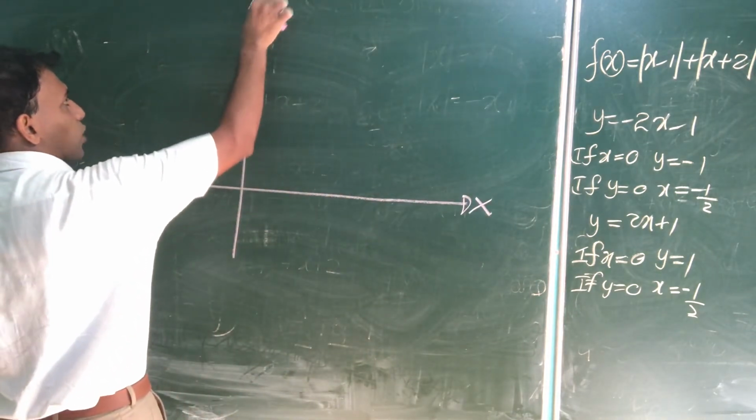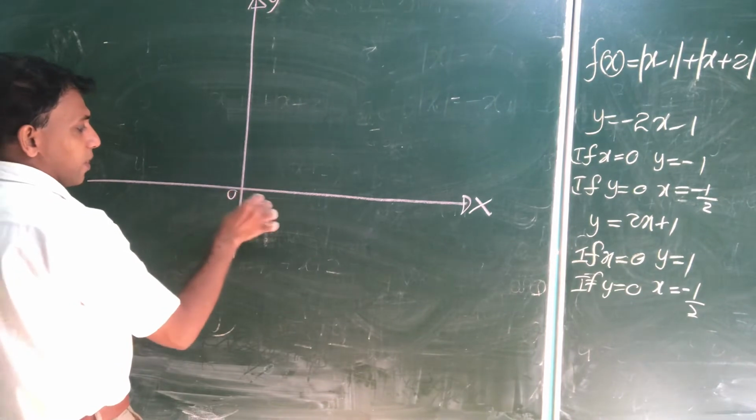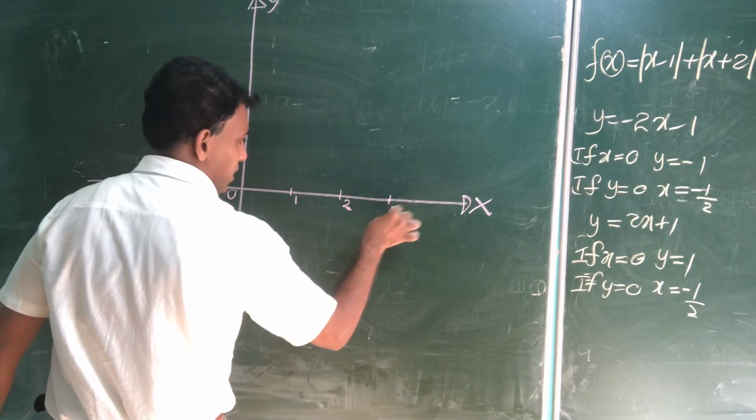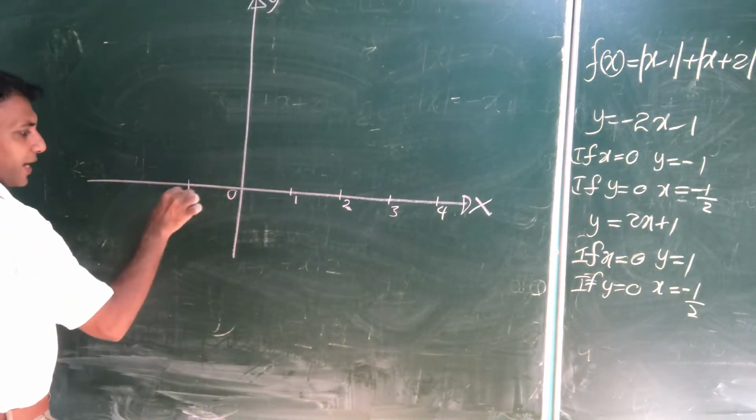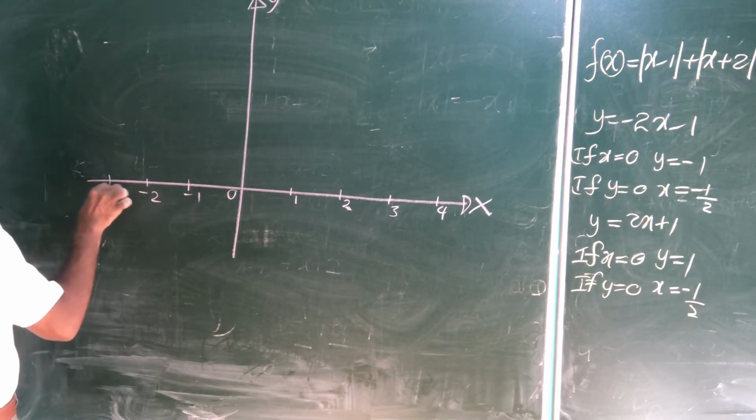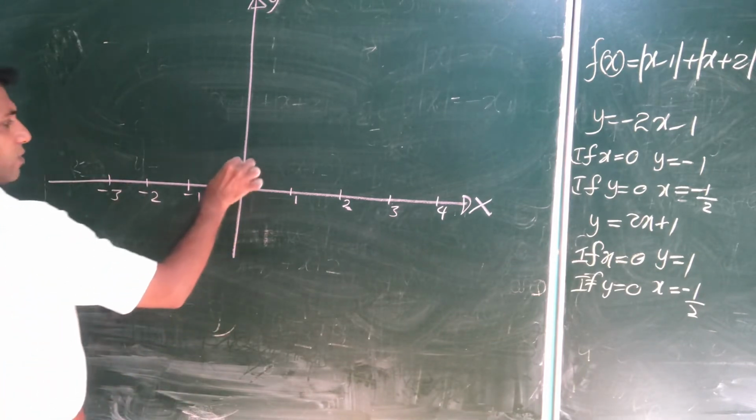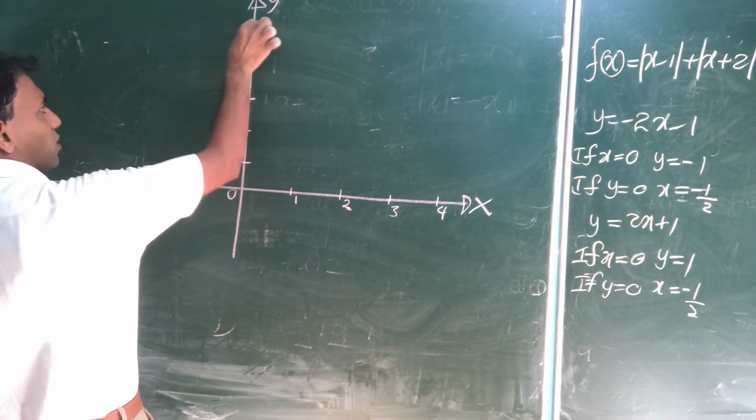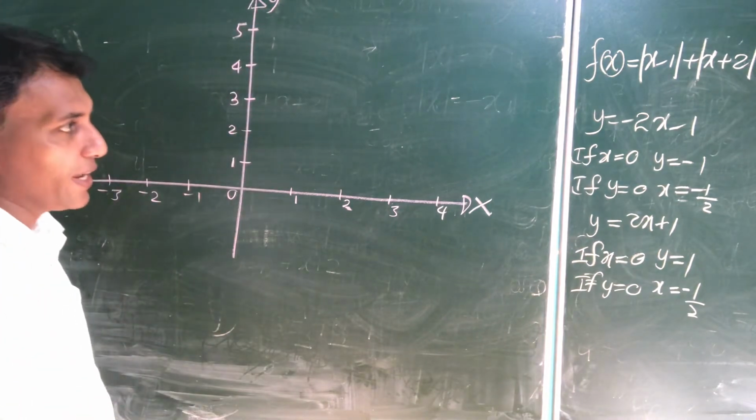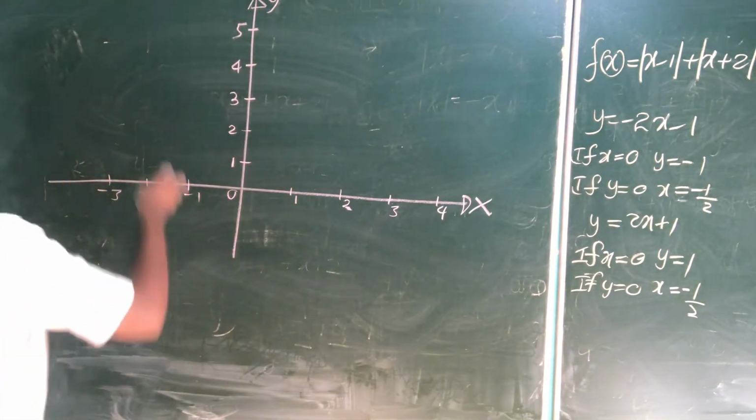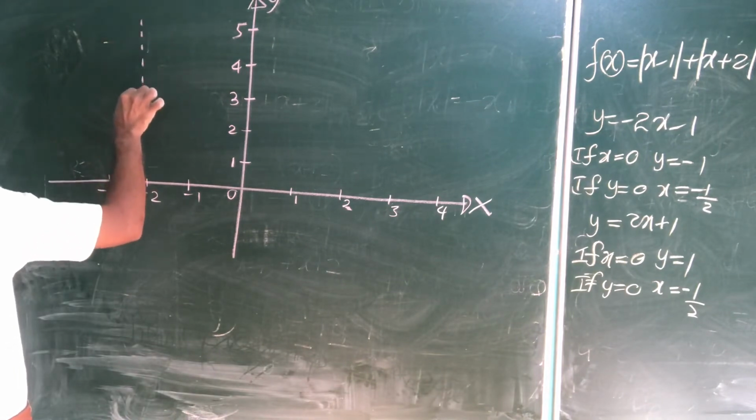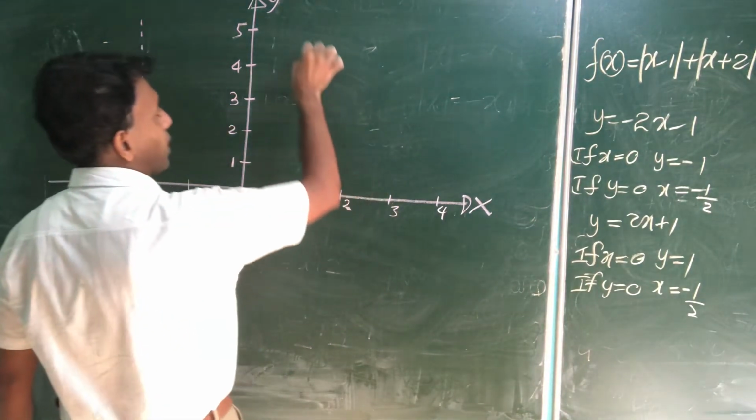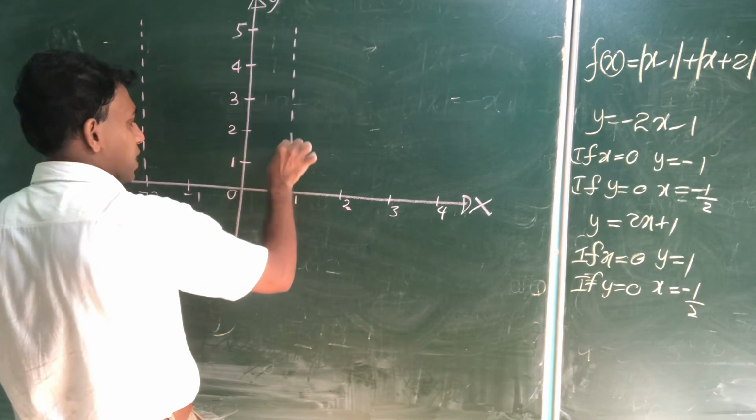X-axis, y-axis, that's called f(x). Here 0, if I mark here 1, 2, 3, 4, here minus 1, minus 2, minus 3, and so on. Here what, unity 1, 2, 3, 4, okay. Now what are the boundaries? Minus 2 and plus 1. The graph portion is between minus 2 and plus 1. The graph should come in this part.